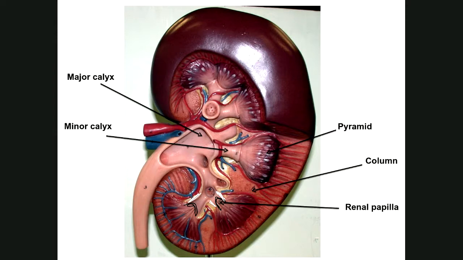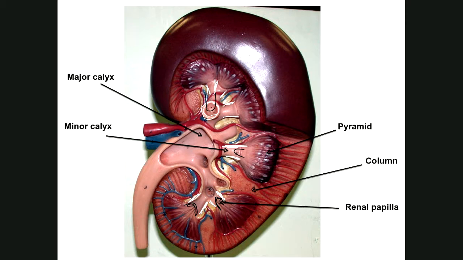So this one's been cut, which means that this is a minor calyx. And if we looked inside it, we would see a papilla. So the minor calyx surrounds the papilla. There's another one, and it's surrounding a papilla. There's another one that's surrounding a papilla. And this is a minor calyx right here, and the papilla would go down in there like that.